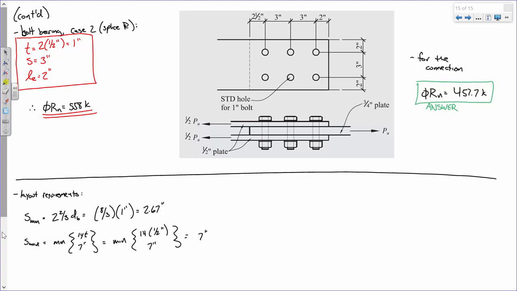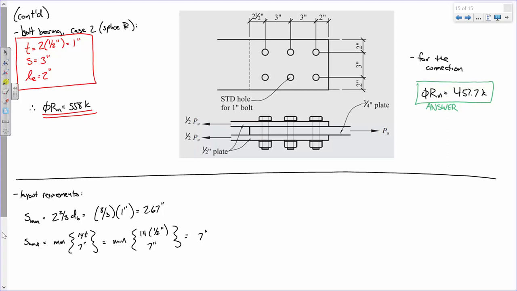You're shaking your head yes. Why are you shaking your head yes? It's between the minimum and the maximum, right? Your bolt spacing has to be between 2.67 and 7 inches, and it's 3. That's good, right? Typically, obviously your bolt spacing has to be between those two. Typically you want it to be a little bit closer to the minimum.